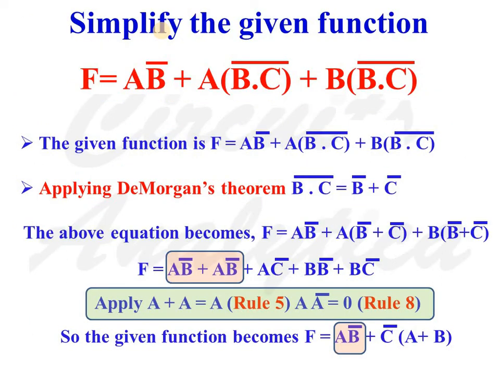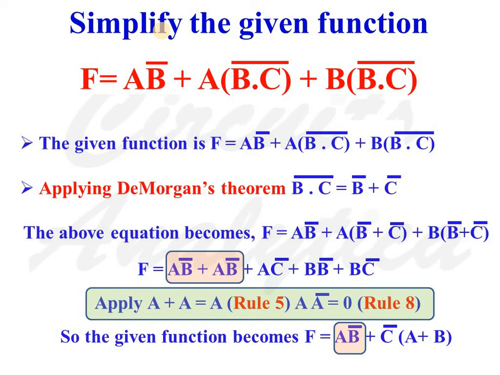Simplify the given function. F is equal to A B bar plus A into (BC) the whole bar plus B into (BC) the whole bar. Applying De Morgan's theorem, we will get (BC) the whole bar is equal to B bar or C bar. Therefore, the given equation becomes F is equal to A B bar plus A into (B bar or C bar) plus B into (B bar or C bar).